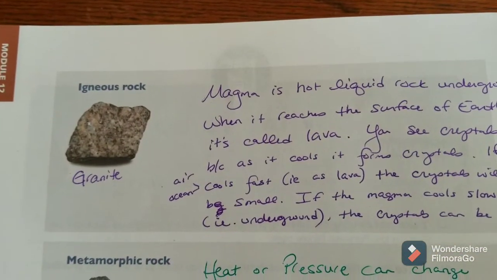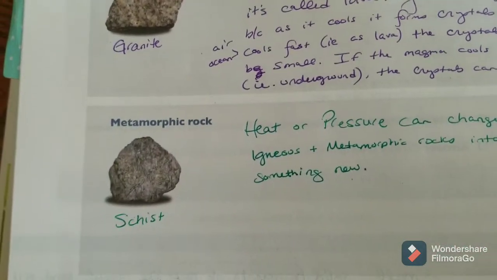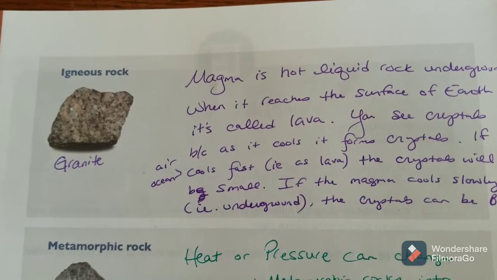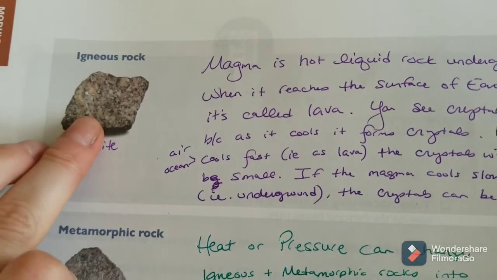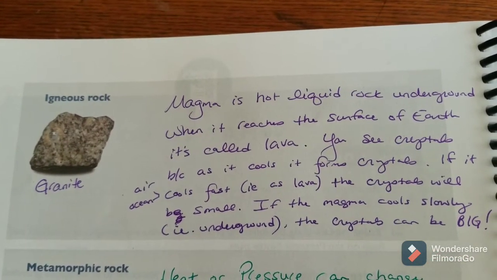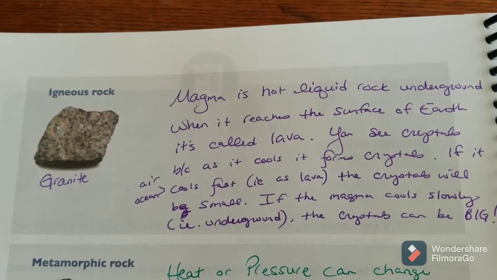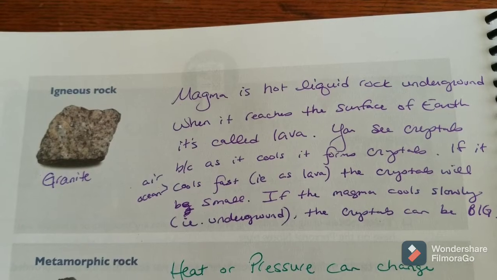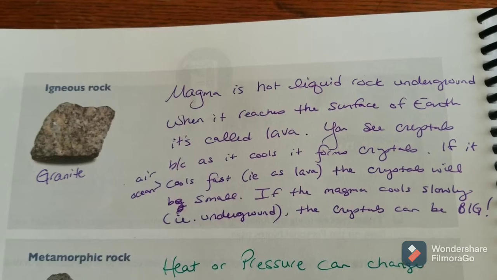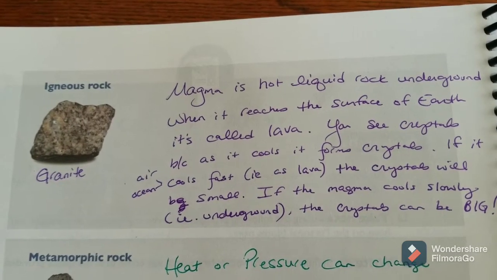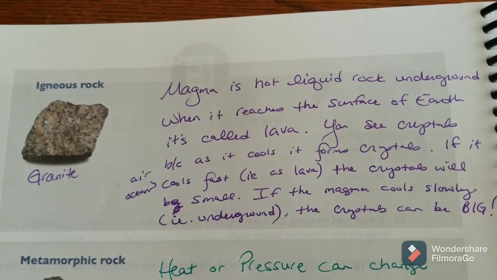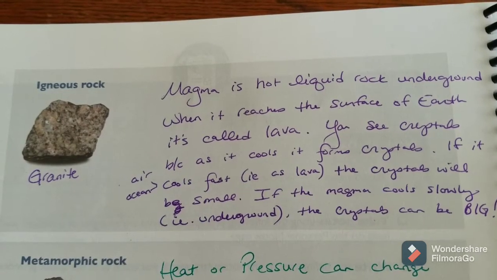Here we go. Igneous rocks. Remember, there's sedimentary, igneous, and metamorphic. Okay, that's really important. You know those three types of rock: sedimentary, igneous, and metamorphic. This particular one in the picture is granite. You can see little crystal flecks in it. Magma is hot liquid rock underground. And when it reaches the surface of Earth, it's called lava. You see crystals because as it cools, it forms crystals. If it cools fast, like in lava, then the crystals will be small. If the magma cools slowly underground, the crystals can be big.